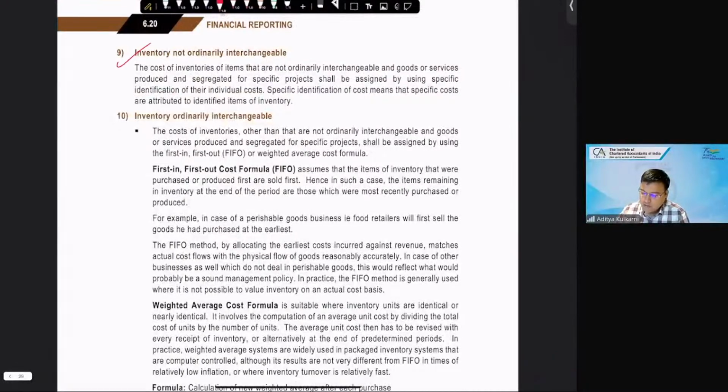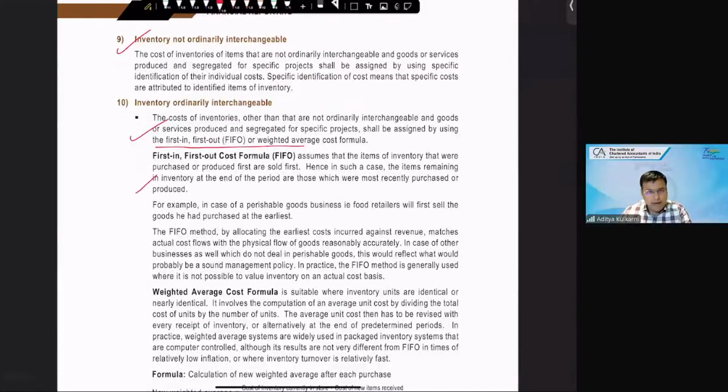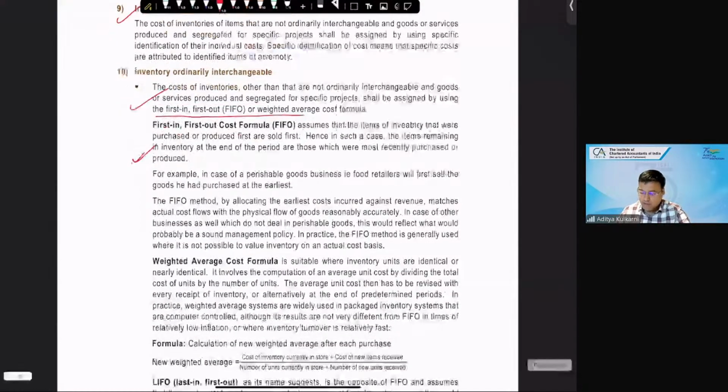I have explained inventory not ordinarily interchangeable and inventory ordinarily interchangeable. FIFO and weighted average, we call them cost formulae. So for the FIFO method, I hope I don't need to get into the details. FIFO is first in, first out. So the latest material which has come in is what will form part of your closing stock.